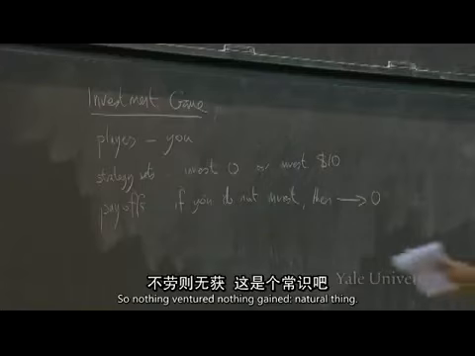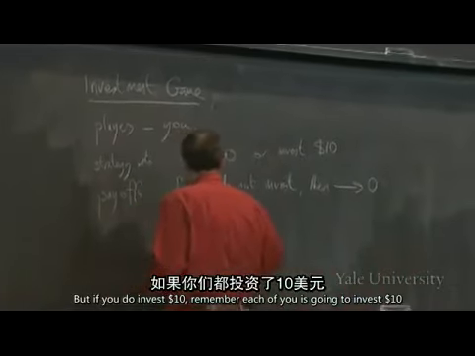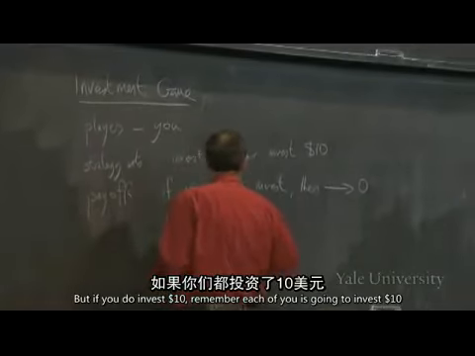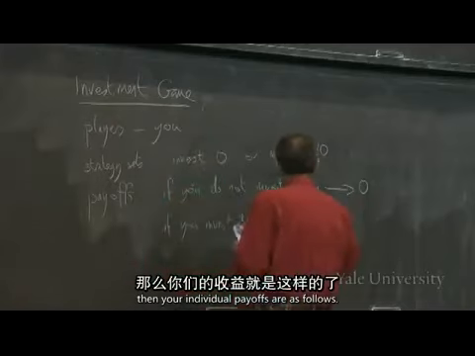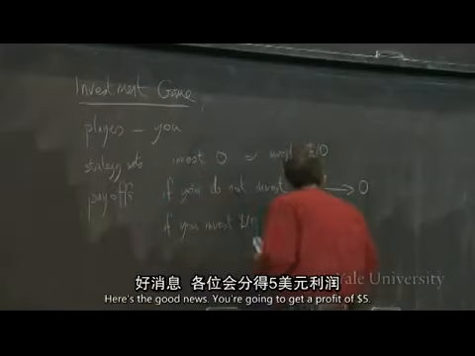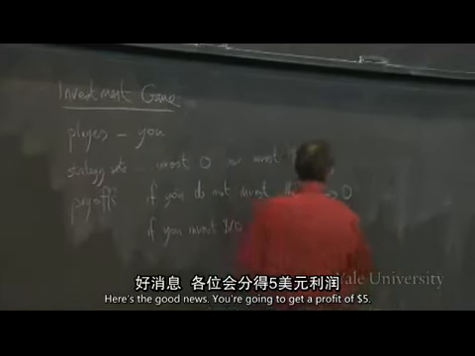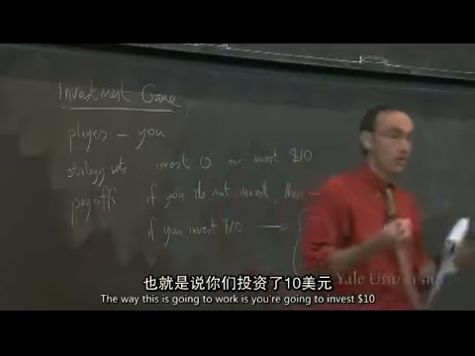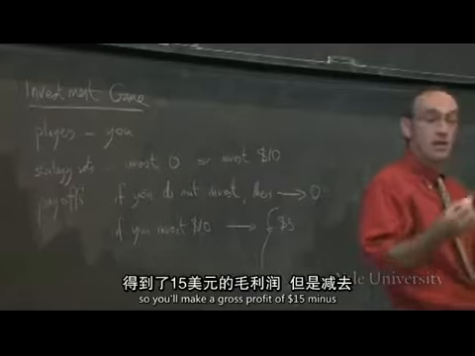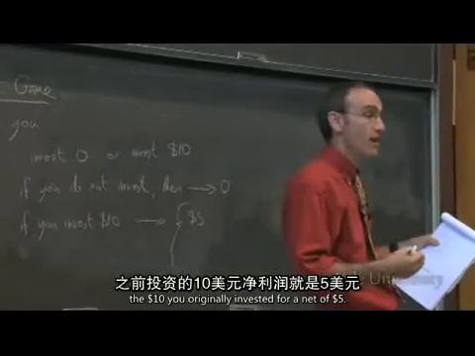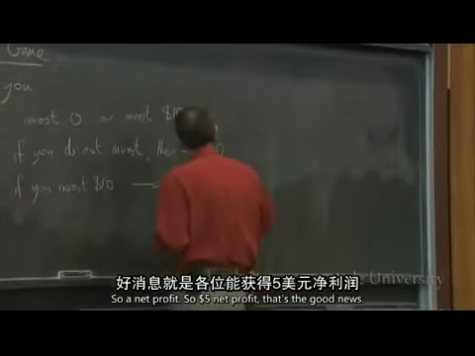But if you do invest $10, remember each of you is going to be investing $10, then your individual payoffs are as follows. Here's the good news. You're going to get a profit of $5. You invest $10, so you'll make a gross of 15 minus the 10 you originally invested, for a net of 5. Everyone understand? So a $5 net profit.